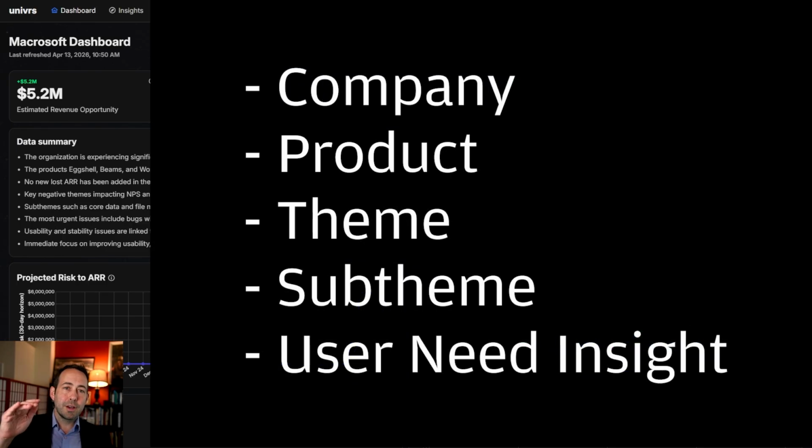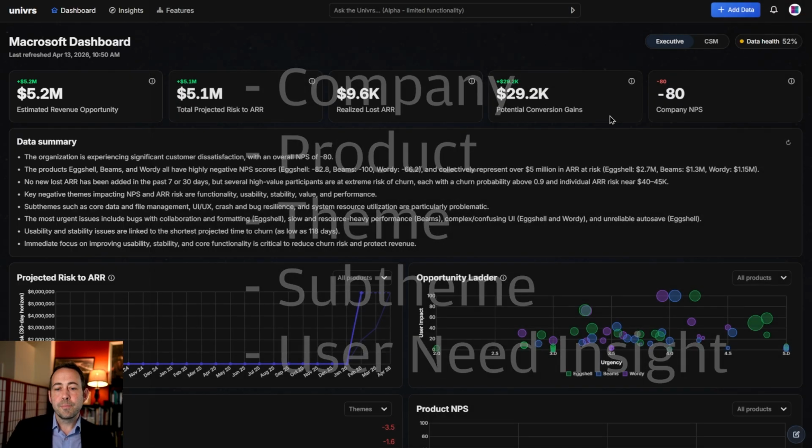All of these are calculated at the company level, the product level, the theme level, the sub-theme, and then the user need insights, the specific user needs that are expressed, whether that's in a survey, in a sales call, or in interviews, in voice of customer work, whatever that comes from. We're looking at those all across the different tiers of hierarchy, because you're getting to greater levels of abstraction as you go from those specific user needs up to the company level, which is the most abstracted, of course. So I want to talk about this.